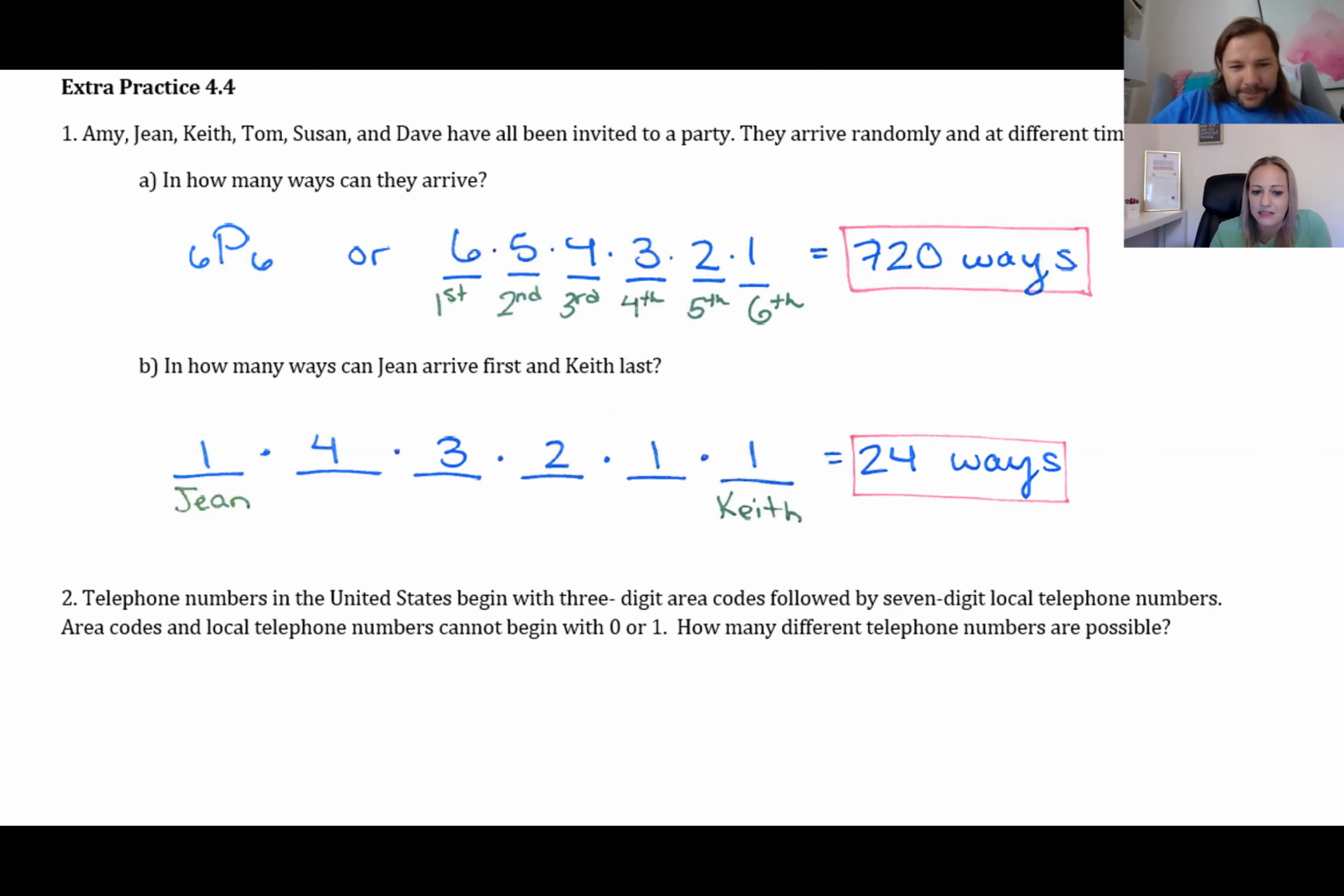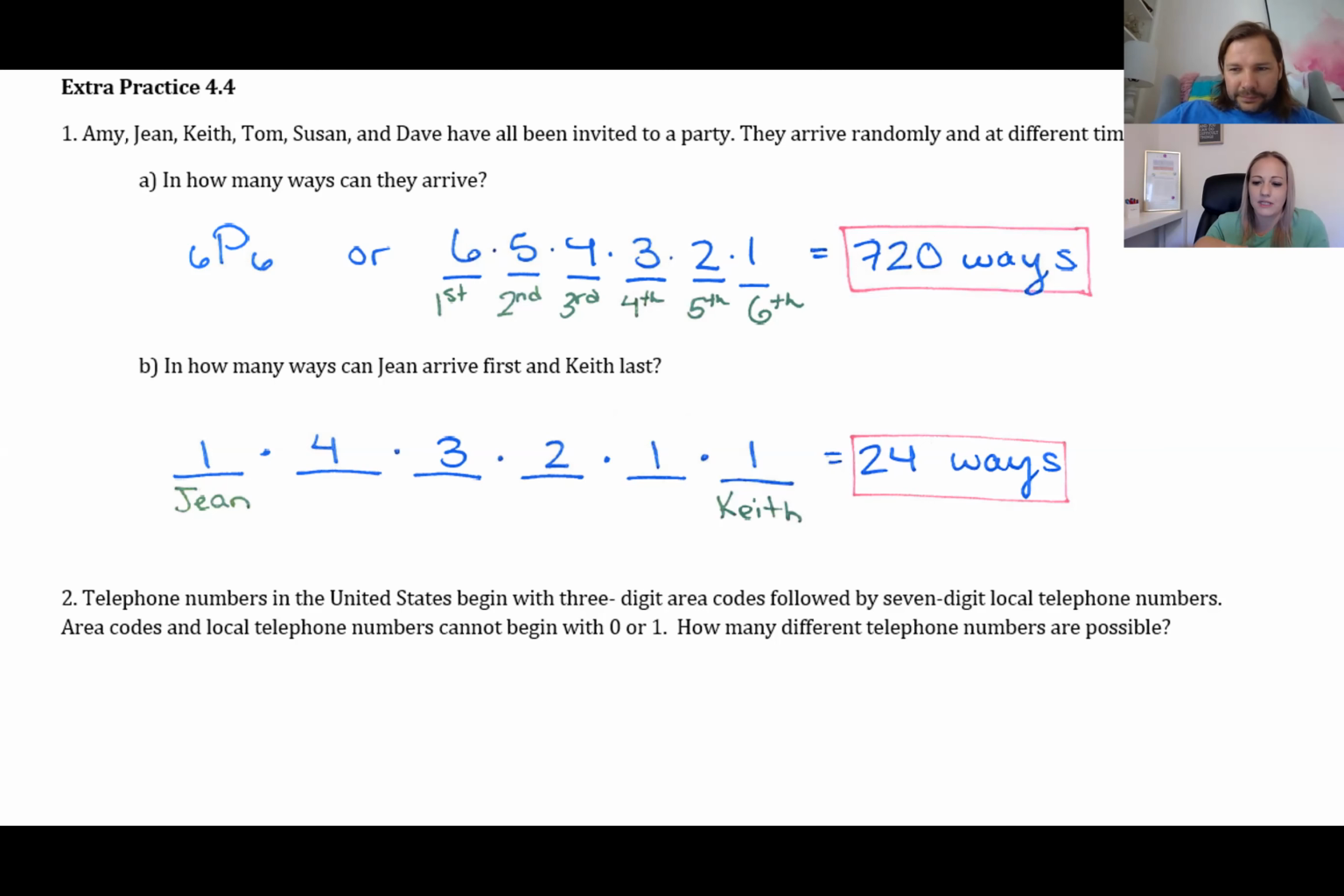So number 2 says that telephone numbers in the US begin with 3-digit area codes followed by 7-digit local telephone numbers. Area codes and local telephone numbers cannot begin with a 0 or a 1. How many different telephone numbers are possible? Okay, so what I did was I wrote out my lines that I like to use for all the different options.